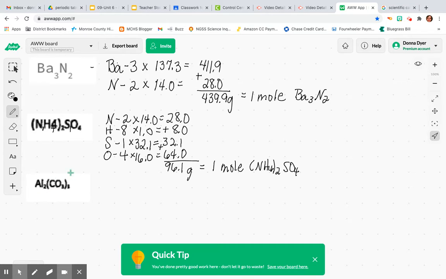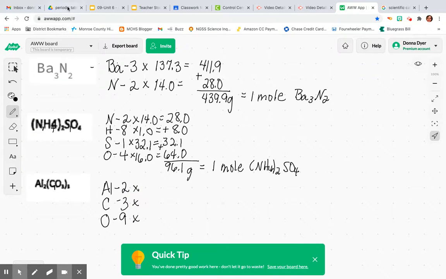The subscript after the Al tells us that there are 2 Als. There's no subscript after the C, so we know it's a 1. Now, this is CO3 with a subscript of 3 on the outside, so we're going to multiply what's inside the parentheses times what's outside the parentheses. So 1 times 3 is 3 C's. 3 times 3 is 9 O's. Then we find our masses on the periodic table and multiply.